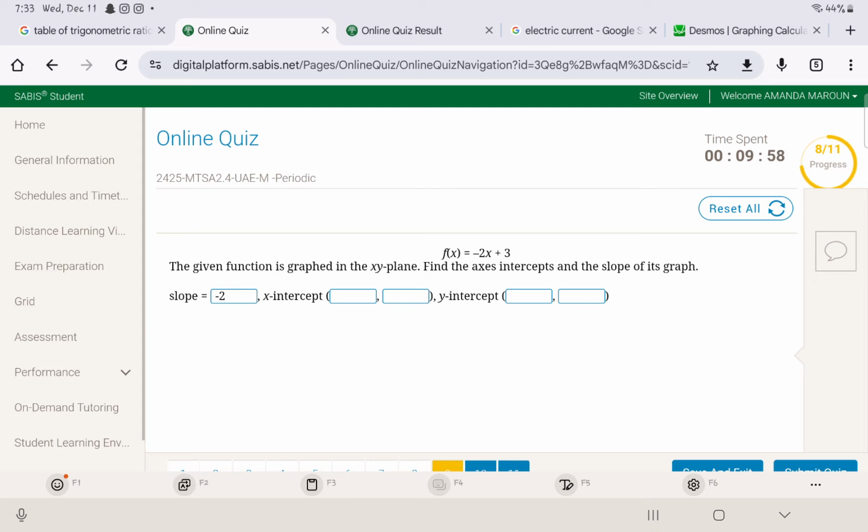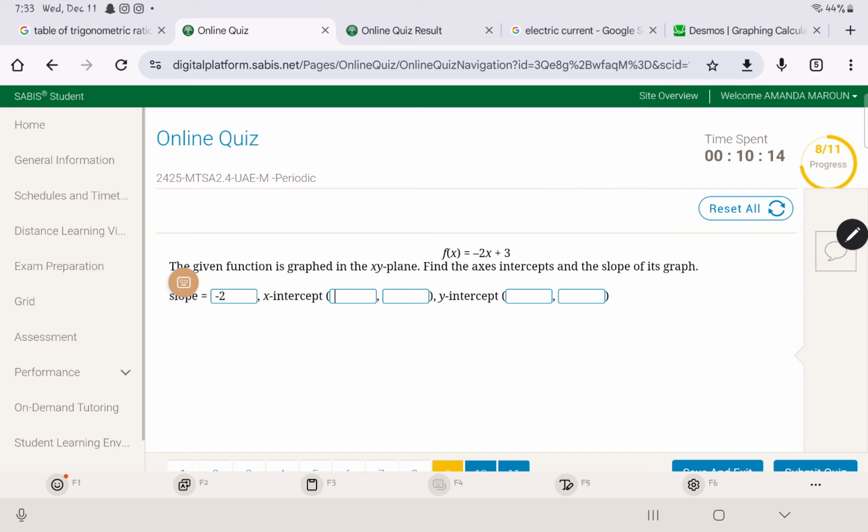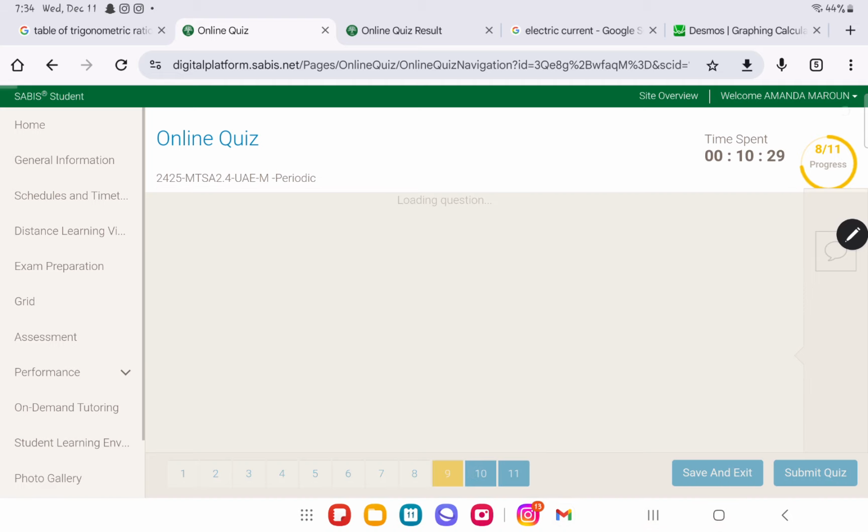To find the x-intercept, you have to make y 0. So 0 = -2x + 3. -3 = -2x. x = -3 over -2, which is 3 over 2, which is 1.5. So the x-intercept is 1.5, and don't forget to make the y 0. The y-intercept is when x is 0, so -2 times 0 plus 3, which then makes it 3. So the y-intercept is 3.